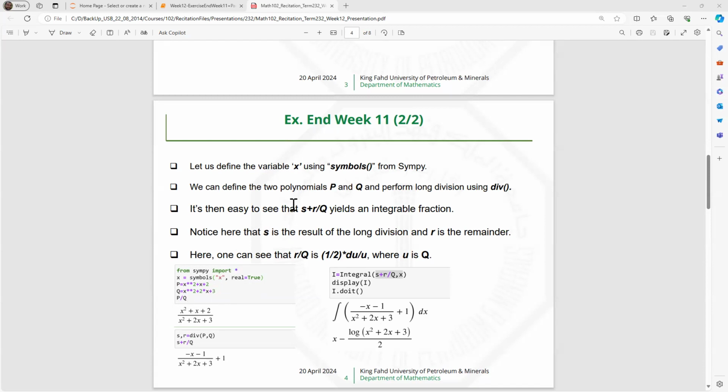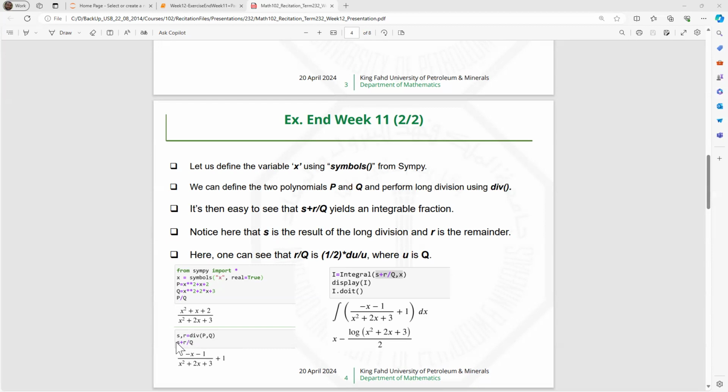And then we will use this function, which is division here, div. That's a new command we have to learn. Basically, once p and q are well defined, what should div do when I give p and q as the numerator and the denominator? It will give me back what we call s and r.